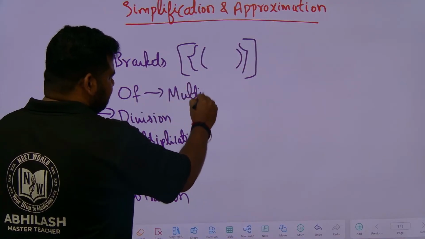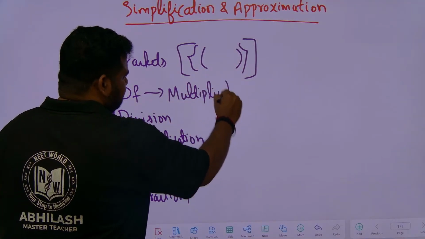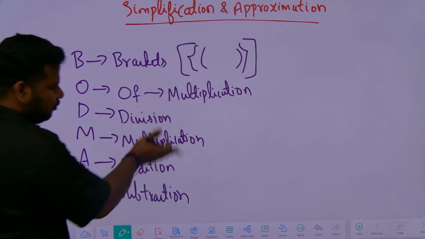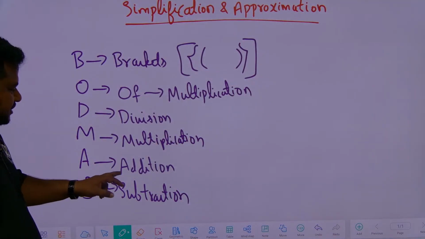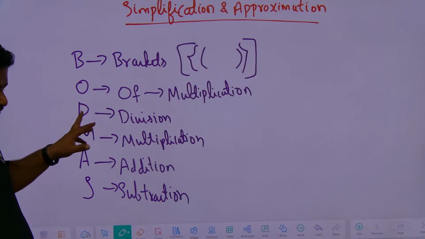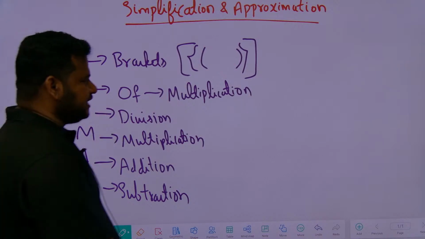"Of" also means multiplication itself. Okay, but what is the difference here? You have to know. Here division is there, then multiplication, addition, subtraction. To know this difference, let us take some example.